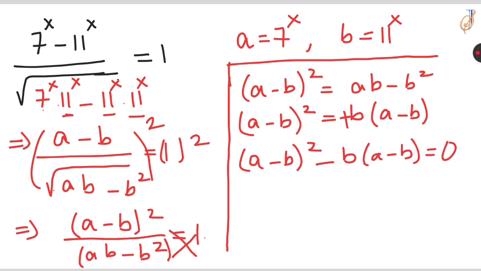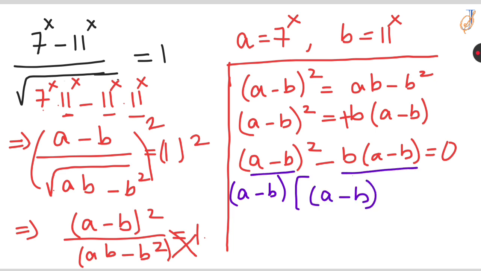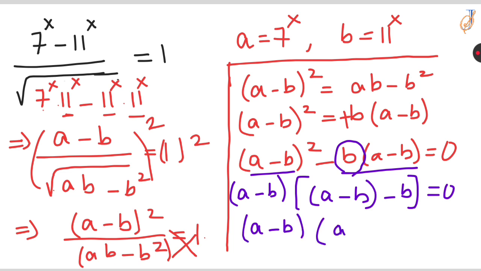Now observe here. Here we have an a minus b term and here also an a minus b term. Let's take a minus b as common. Then you are left with a in the first term. Now observe the second term, we have left only minus b. So (a minus b) times (a, after opening the brackets, you get only minus b which gives) minus 2b, that is equal to 0.